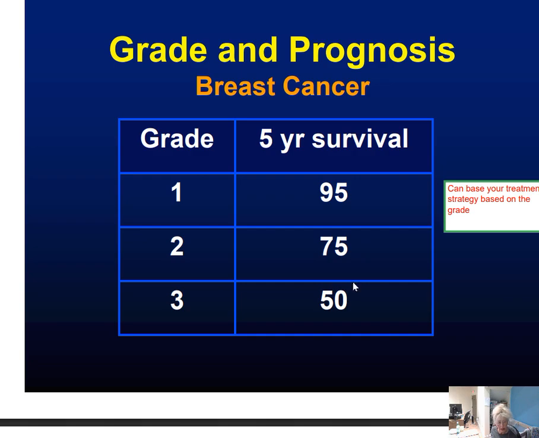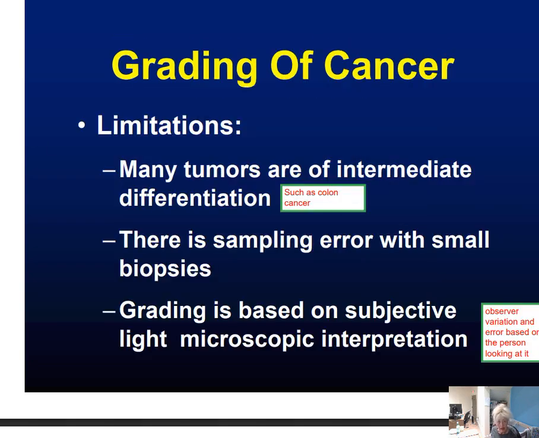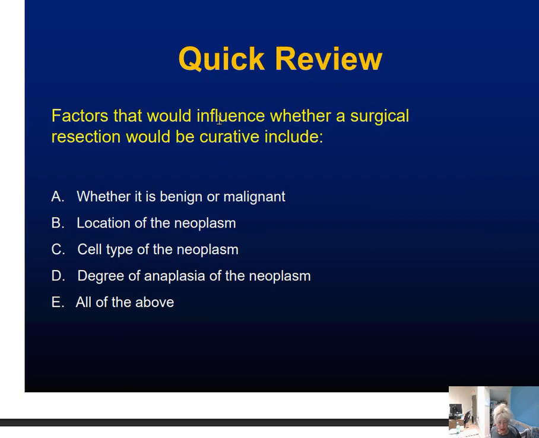and probably spread hematogenously. The grading of cancer has limitations because many tumors are of intermediate differentiation, all in one site, such as colon cancer. So we sample with error, there's sampling error with small biopsies. Grading is based on subjective light microscopy interpretation. So observer variation and error may be taken into account for the person who's looking at it.